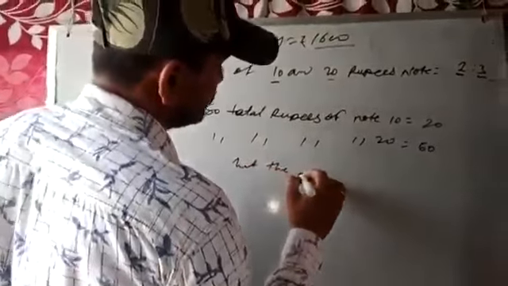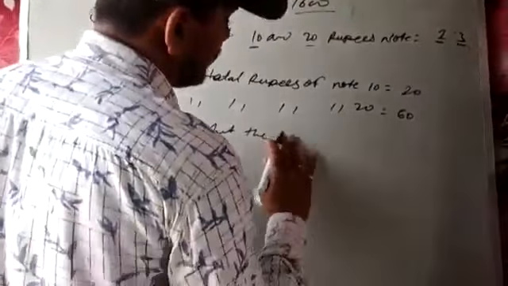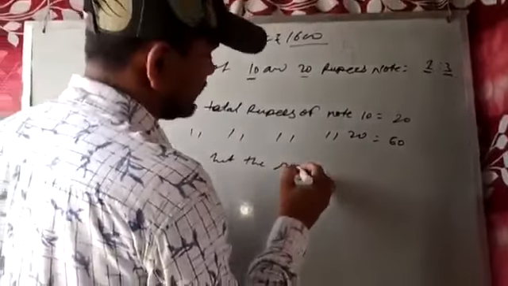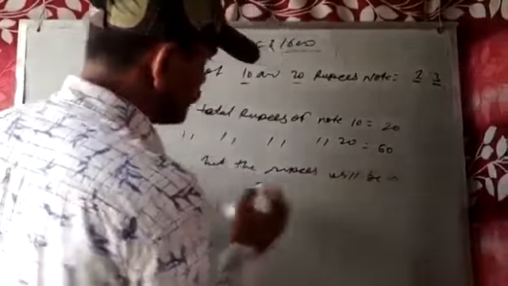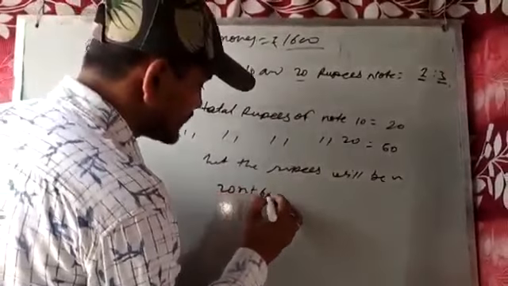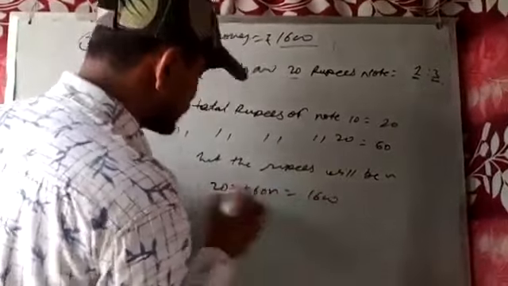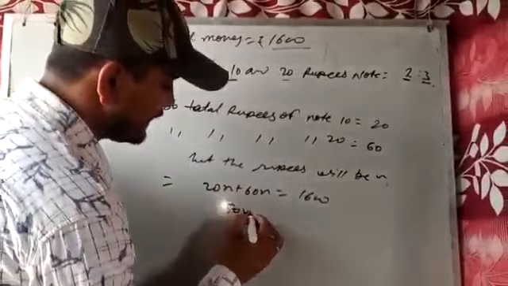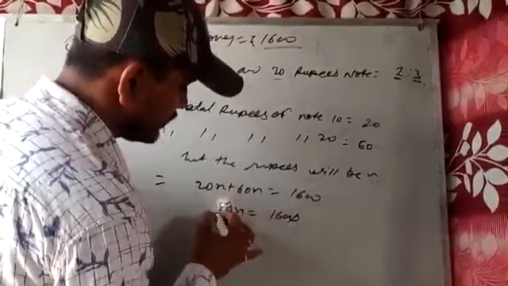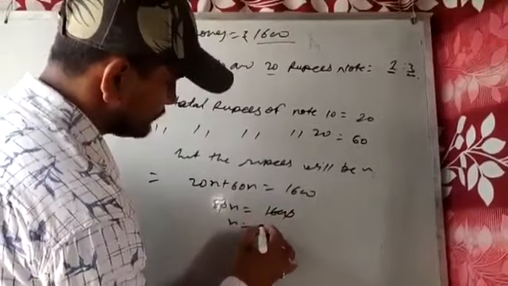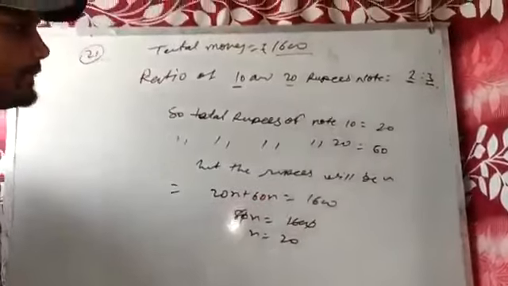So let the number of note sets be x. So we can write 20x plus 60x is equal to 1600. That means 80x is equal to 1600. We can cut and get x equal to 20.